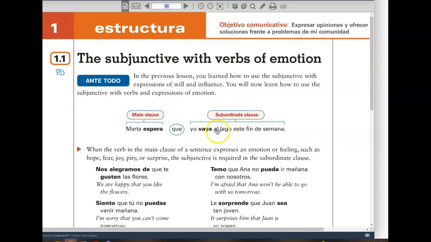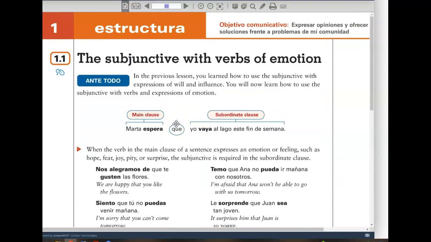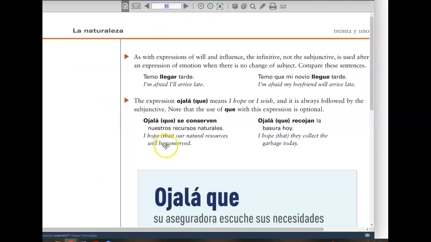Here is where we last left off last class, talking about the use of the subjunctive with verbs of emotion, such as those listed here at the bottom of page 30. We talked about how the subjunctive fundamentally needs two different subjects: a subject in the main clause with a verb conjugated in the regular present indicative, and then a second, different subject in the subordinate clause, followed by the conjunction que, and then accompanied by a verb conjugated in the subjunctive. But fundamentally, two different subjects combined with que need to be present in order for the subjunctive mood to be used. So this is where we left off last class.